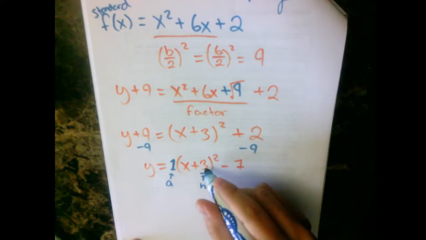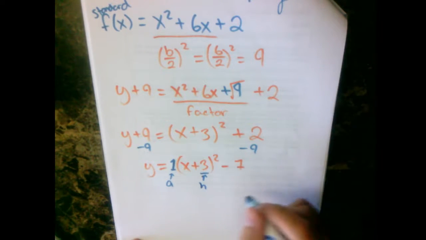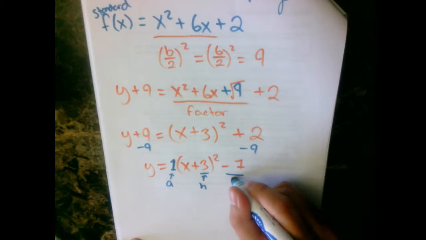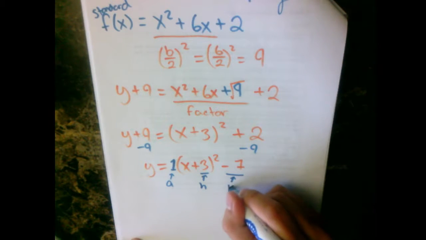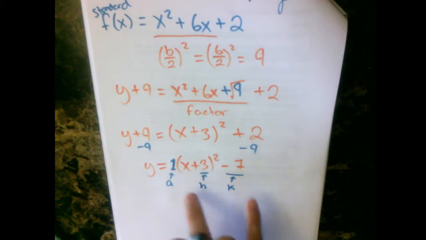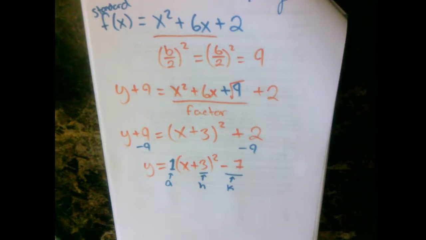Well, your h would be the opposite of this, so it would be negative 3, okay? So h would be negative 3 in this case. And then your k would be whatever it is. And this one's a negative 7, so your k is negative 7. Alright, so just remember your a and your k, take whatever signs you see them in, but your h, you have to flip it. Your h is going to be negative 3 in this particular equation. Alright, that's it. That's how to change standard form into vertex form.